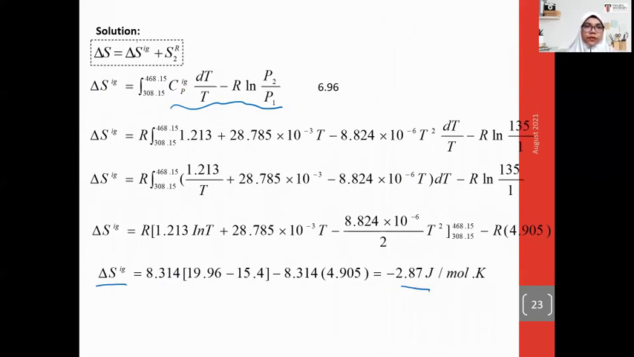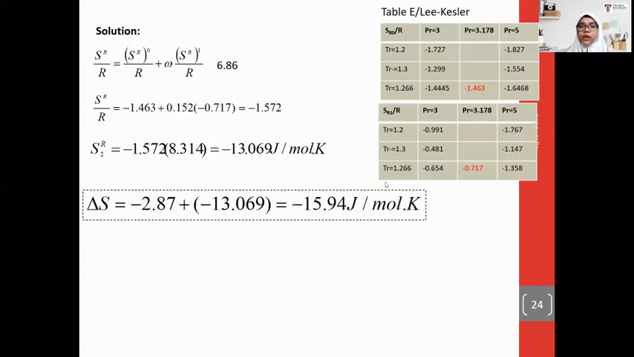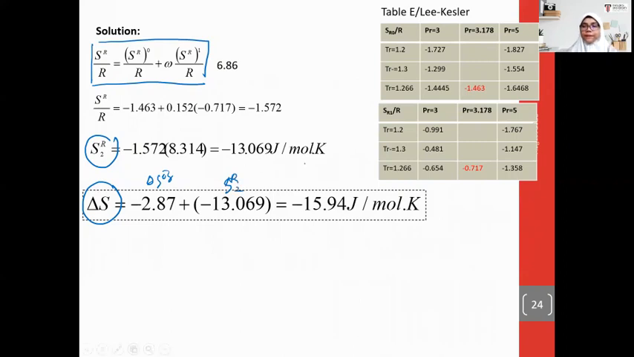Next, we already determined this, so you need to determine the residual of entropy. You may refer to table E as well to obtain the SR. Use the same procedure as we used to determine the residual enthalpy, and then finally you can obtain your SR here. The total delta S is obtained by totaling the delta Sig and the SR for the second state.